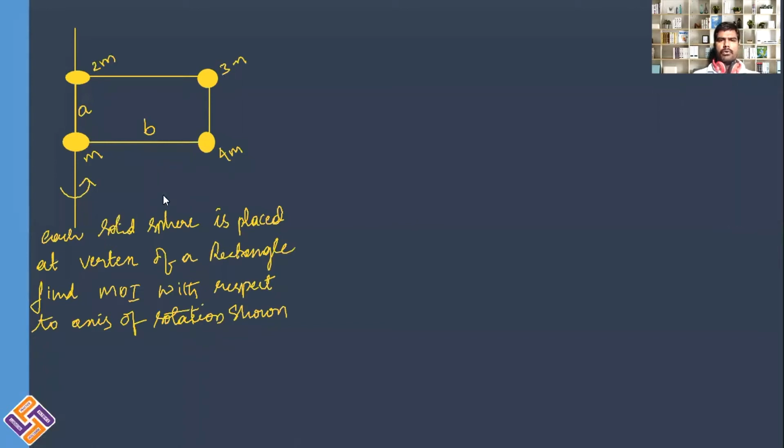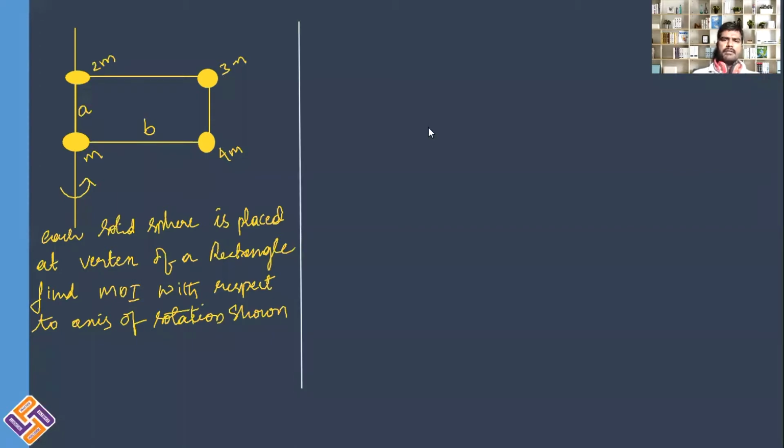We have four solid spheres. These four solid spheres have masses m, 2m, 3m and 4m. The four masses are placed at the vertices of a rectangle. Now you need to calculate the moment of inertia with respect to the axis of rotation, which is shown in the figure. In order to find the moment of inertia with respect to this axis, you cannot directly take these as point masses, because it is mentioned these are solid spheres.